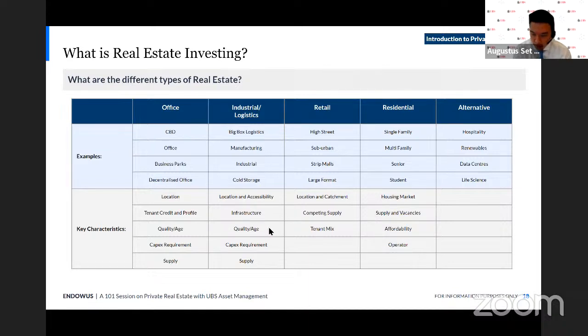So I put down there also competing supply, right? So it's important to take note that there might be competitor malls around your building that could take business away from you or have more attractive amenities.